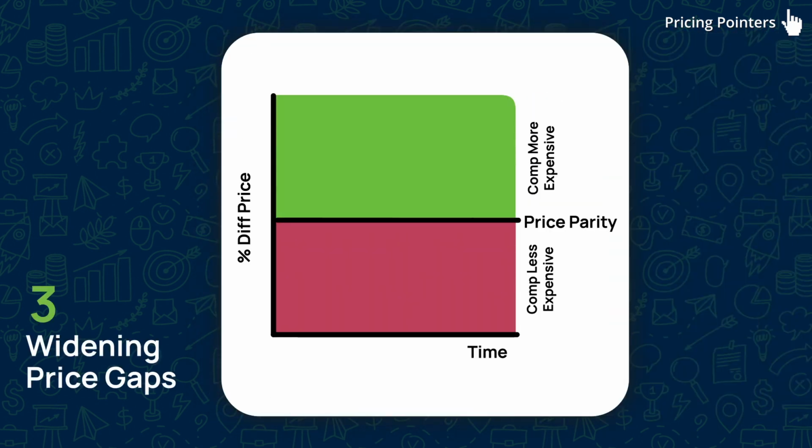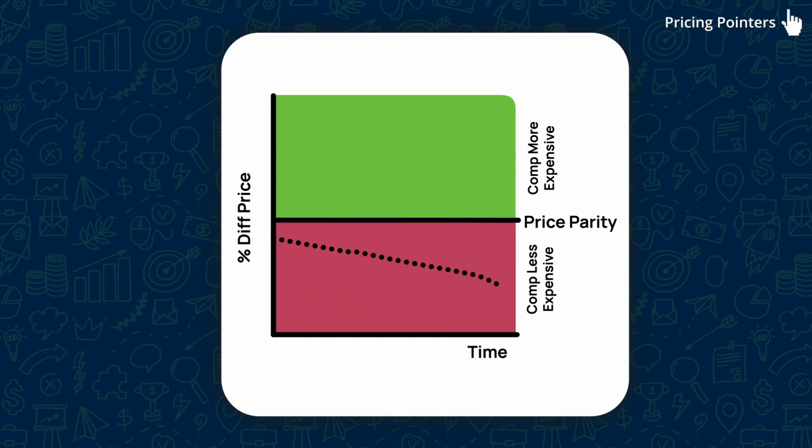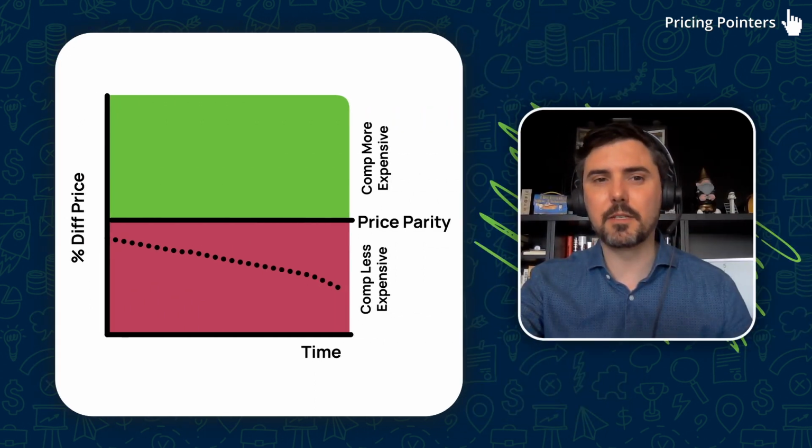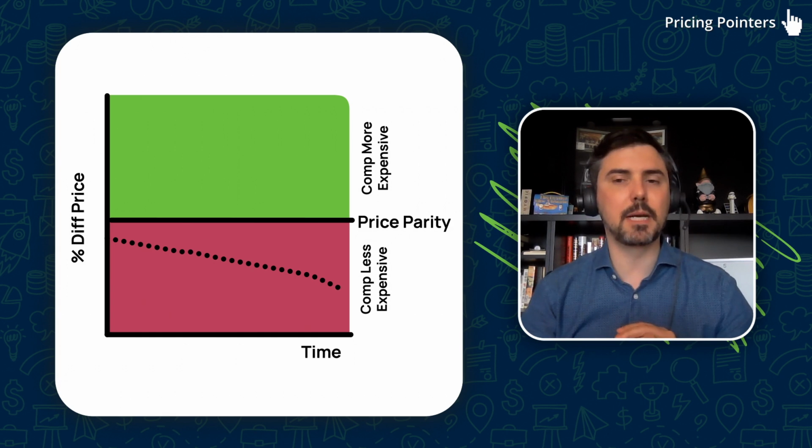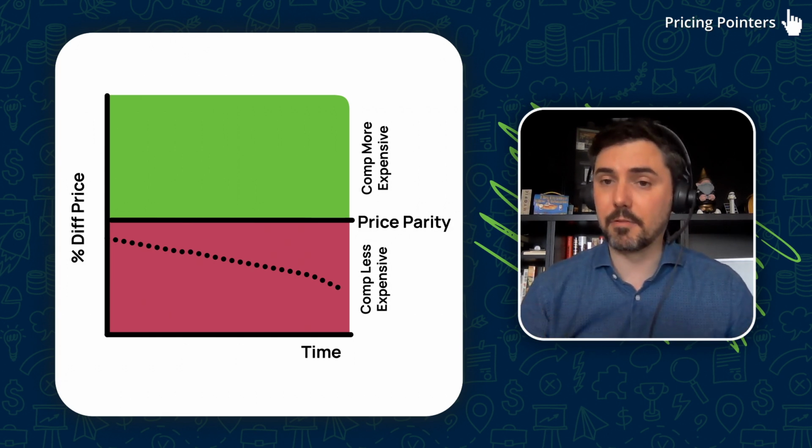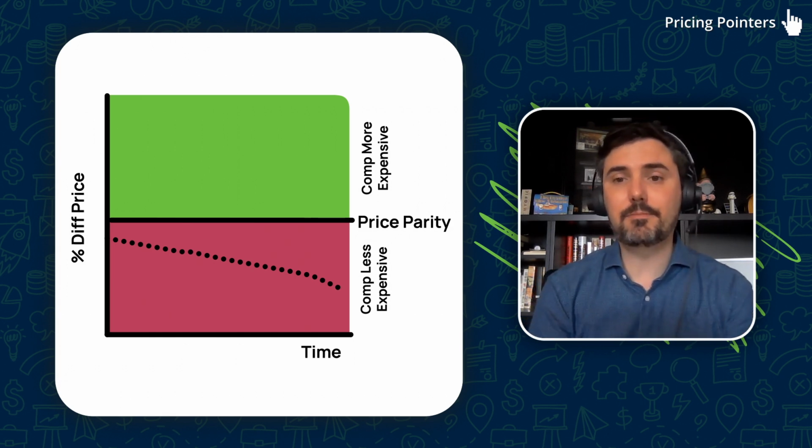So in this third example, I can see over time, my competitor is getting less and less expensive compared to me. Now, this could be due to a lot of factors. Maybe I've continued to march my price up bit by bit and the competitors haven't followed, or maybe they've just been engaging in a price war where they want to gain market share. Regardless, you need to make sure that your value proposition supports a premium price.